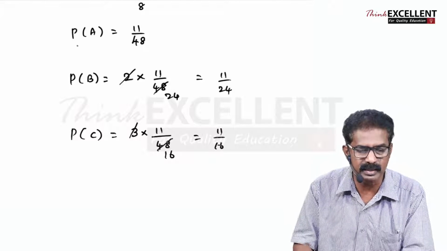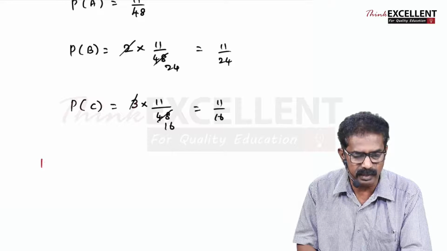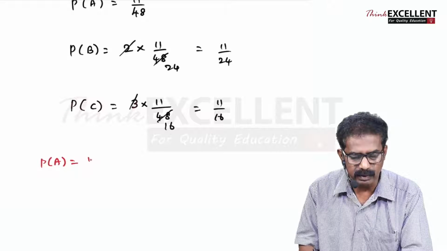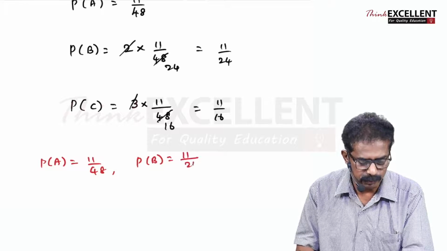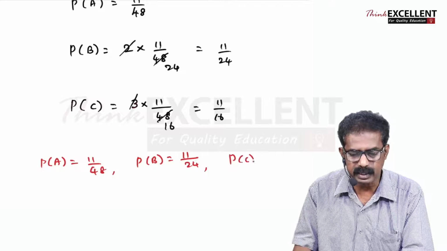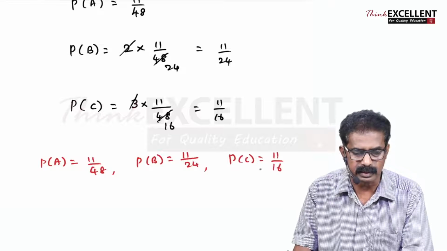So write the final answer. P of A is 11 by 48, P of B is 11 by 24, and P of C equal to 11 by 16.